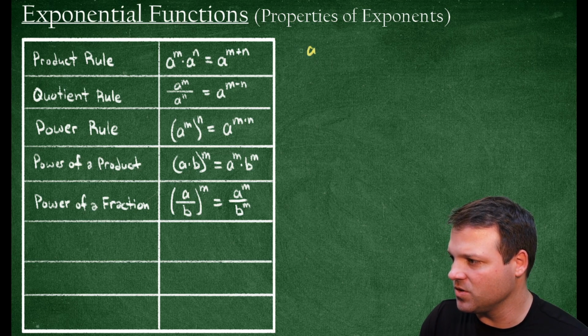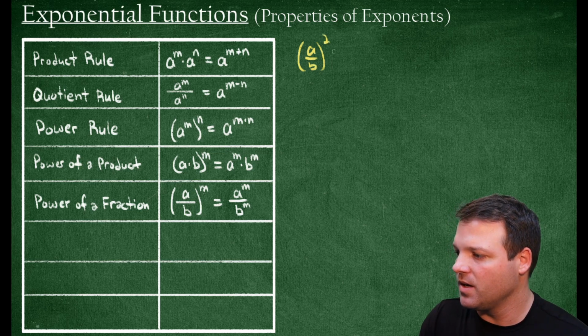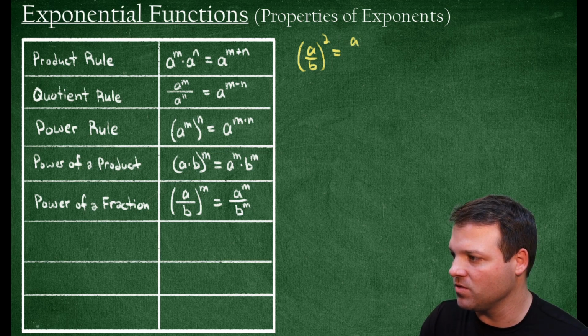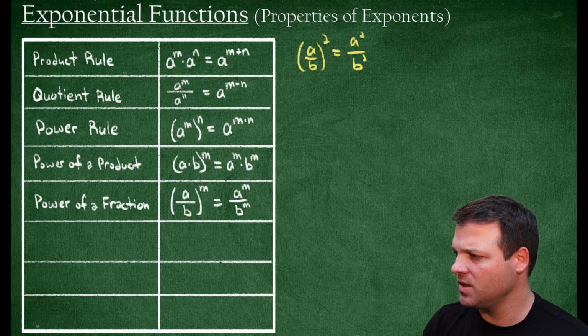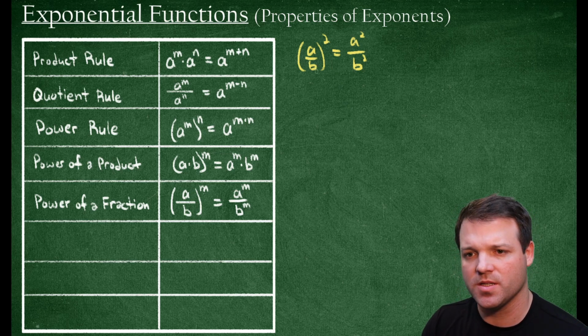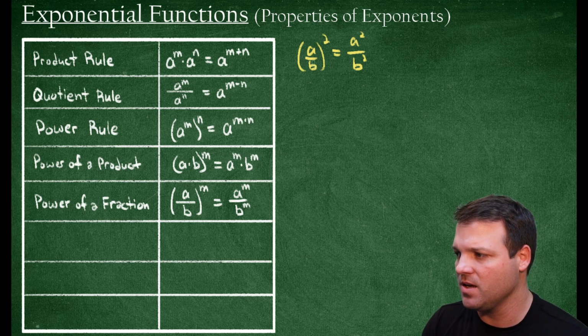So let's just do a over b again, and we'll do squared. According to this property, this should be equivalent to a squared over b squared. Let's see if we can be clever about this and get this to work out. Inside the parentheses, I'm going to split up the a over b, because really that could be rewritten as a times 1 over b, right?